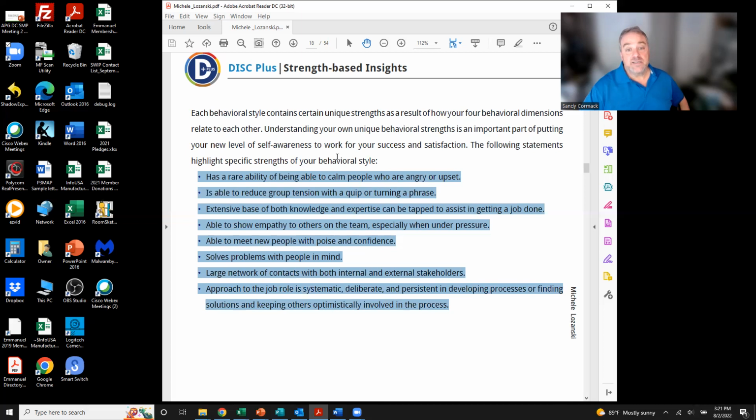So there are some really good strengths in this list that would carry over to being an effective supervisor. Again, go through this, highlight the ones that you really connect with, and especially the ones that you think would help you if you decide to become a supervisor.